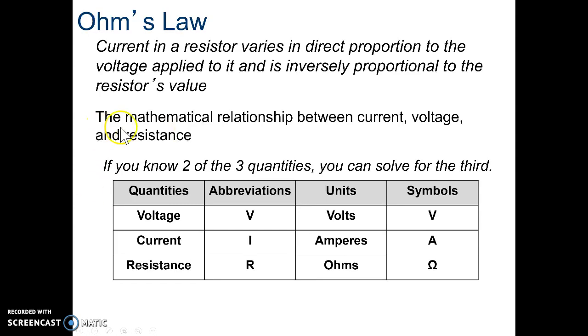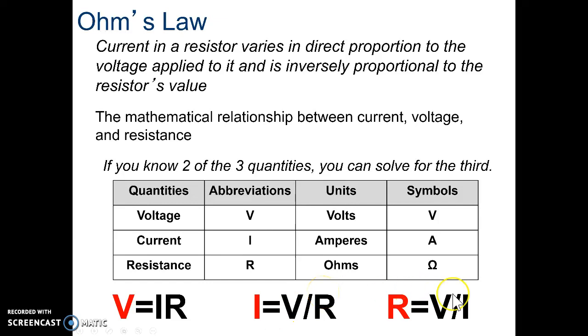Ohm's law. If we're looking at Ohm's law, you're going to usually see it written down as V equals I times R, where V is the voltage, I is the current, and R is the resistance, measured in volts, amperes, and ohms. You can rearrange it, I equals V over R, or R equals V over I.